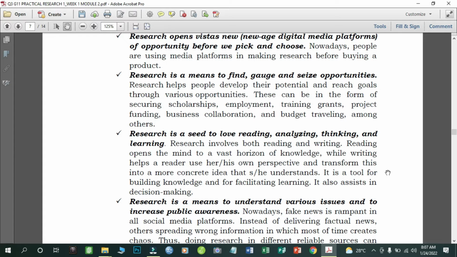So I hope you apply this in your subject, especially when you're going to find literatures for your research topic. I hope you read the articles so that you can improve more about yourself and your knowledge.